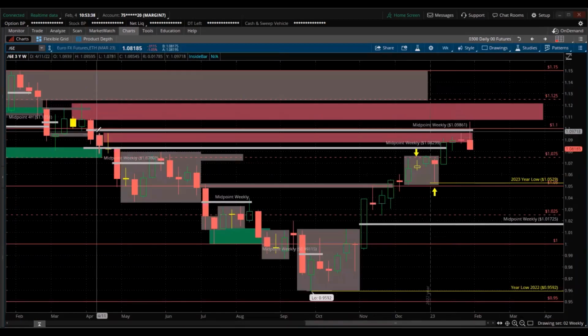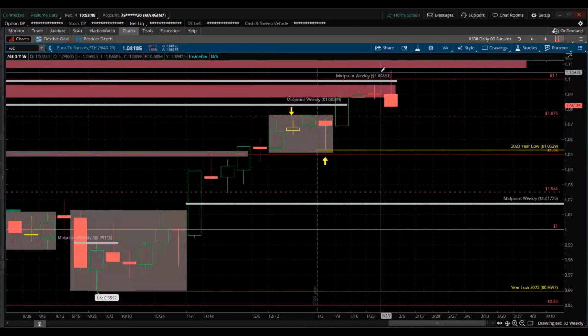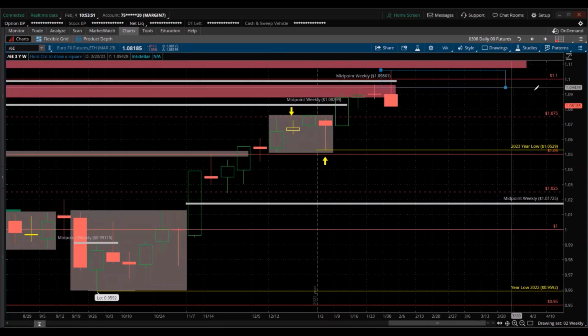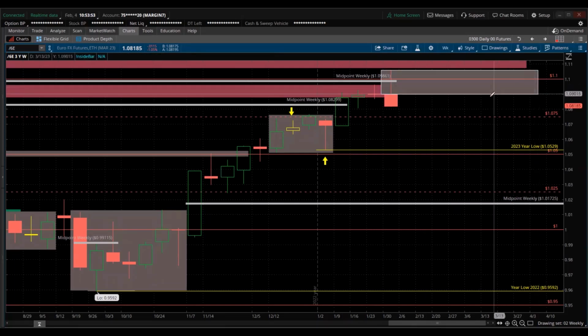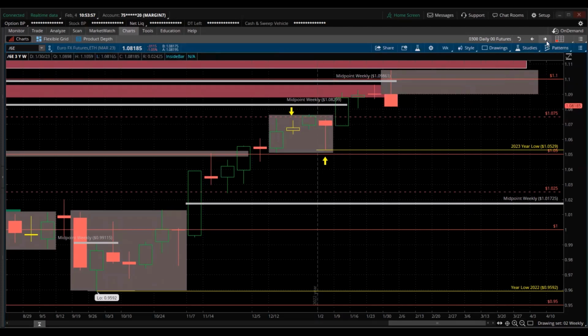Came right up to that midpoint on that weekly, tested it, rejected it, sold off, a huge wick on the top. Even leaning more bearish there. Nice. Potential idea for shorting. Yep, interesting. I'll do that later on.